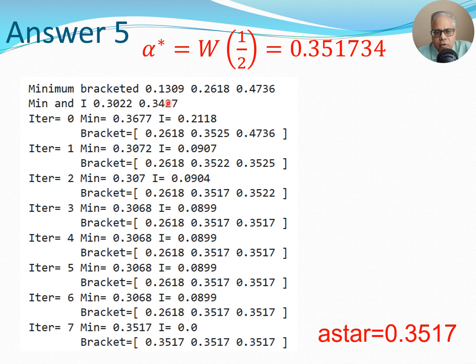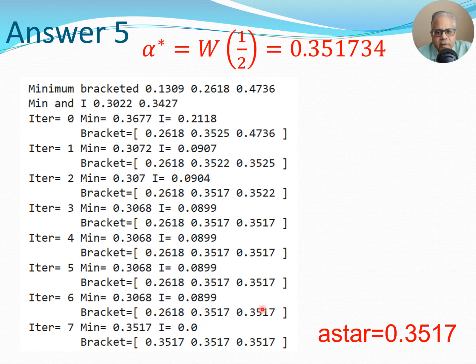So that's coming from the golden section search. That was the point where I had minimum at 0.3022 and 0.3427. Then we proceed forward here, and at the end of 7 steps I get minimum is 3517, and I value becomes very small here. You see the I value keeps progressively decreasing.